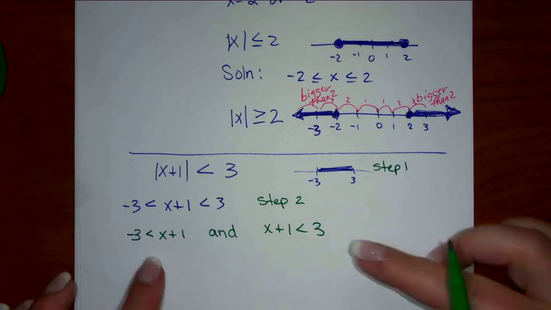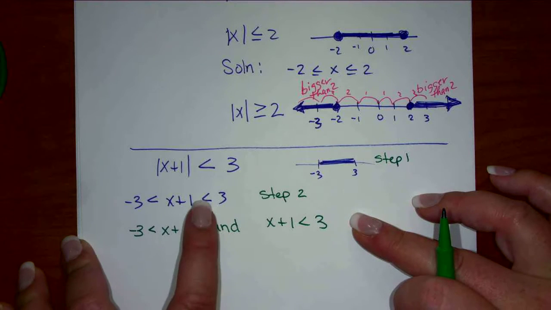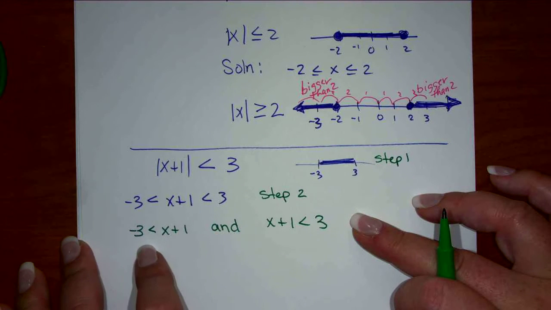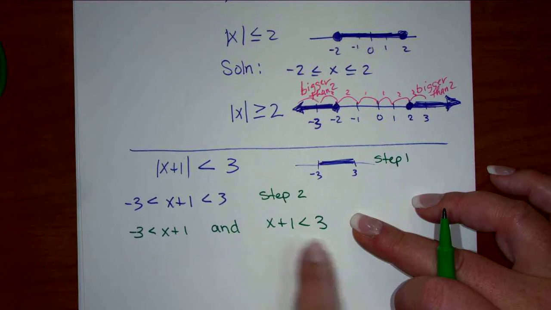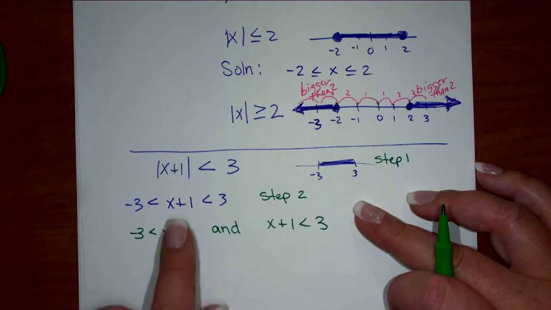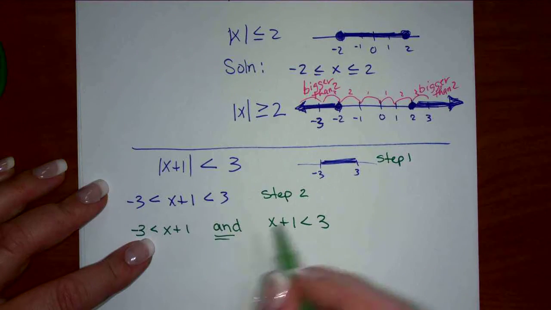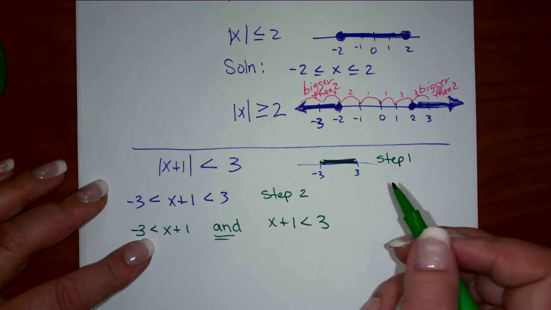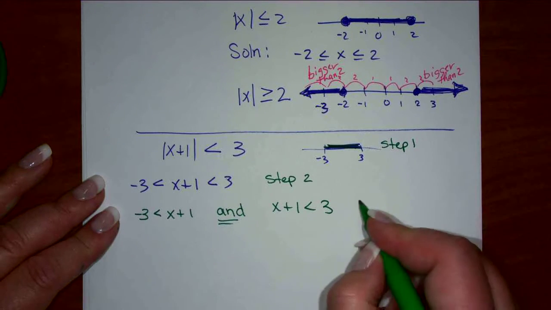So what did I do here? I took the x plus 1 and I said it has to be, minus 3 has to be less than that. And then I took the x plus 1 and put it with the 3. So I broke it up, but you put the middle part with both. And an "and," because in between is "and." Now you solve each of these separately. So this is step 3.